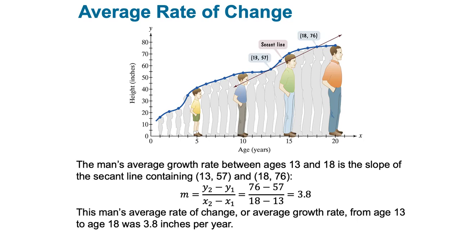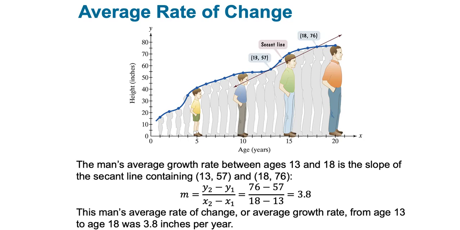Another important thing to notice is that the average rate of change between age 13 and 18 is not going to be the same average rate of change between 2 other years. For example, between age 10 and 13, the average rate of change was much smaller. The person grew less per year during those years than they did between the years 13 and 18.